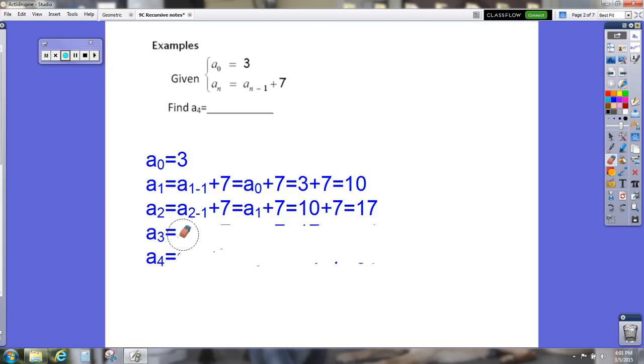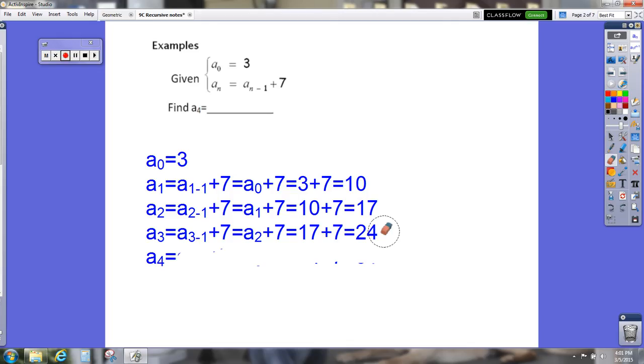A sub 3. So that means we're going to plug in 3 for n. So 3 minus 1 plus 7. So a sub 2 plus 7. Well, a sub 2 I know is 17. 17 plus 7 is 24. So my third term is 24.